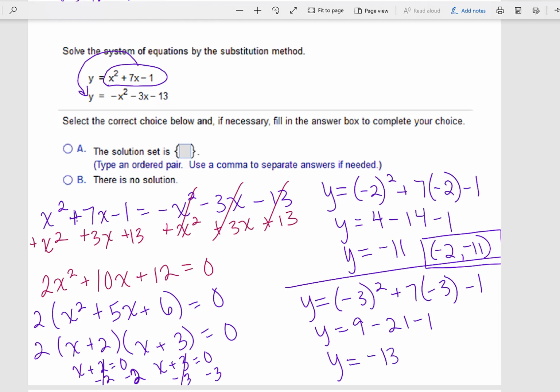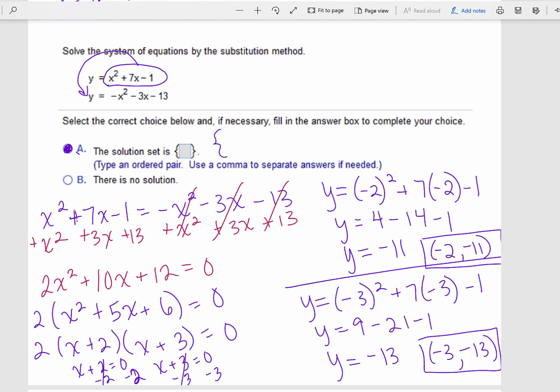Punch that in a calculator. I paused the video to calculate, so I'm not just doing this in my head. And make sure again that these are matched correctly. So when I plugged in -3 for x, I got -13 for y. All right, so there's my answer.